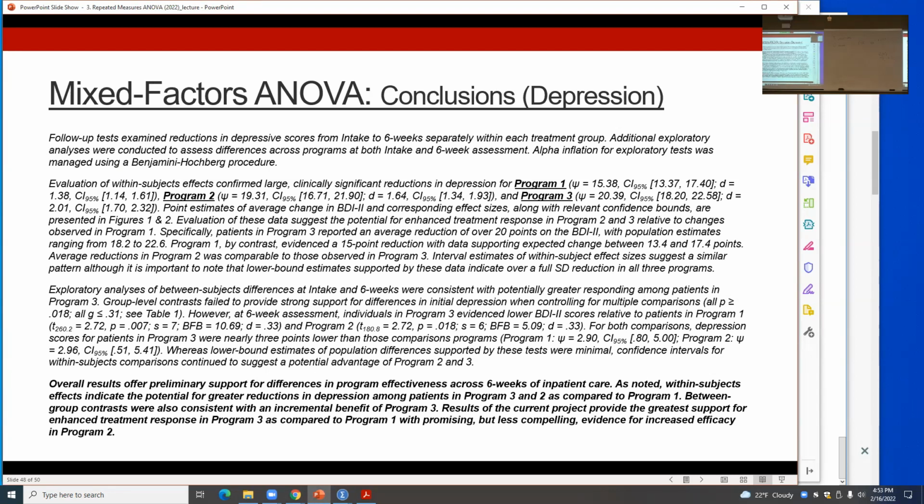For our depression example, we say overall results: preliminary support for differences in effectiveness across 6-week inpatient care. Within subjects effects indicated potential for greatest reductions in depression in patients in program 3 and maybe 2 as compared to 1. Between group contrasts also consistent with incremental benefit of program 3. Results provide greatest support for enhanced treatment response in 3 as compared to 1, with promising but less compelling evidence for increased efficacy in program 2. Just kind of going through and saying, what did we find? This is the big thing with these types of designs. They're big. There's a lot of different things going on, wanting to pull it all together.